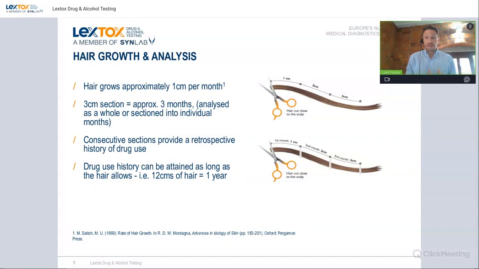So we can go back as long as the hair allows. For example, a 12 centimetre section of scalp hair will allow us to go back a year, and we can break this down into 3 centimetre sections covering 3 months, or 1 centimetre sections covering individual monthly sections. And the month by month analysis is really useful for providing a trend or a pattern of drug use over a period of time.